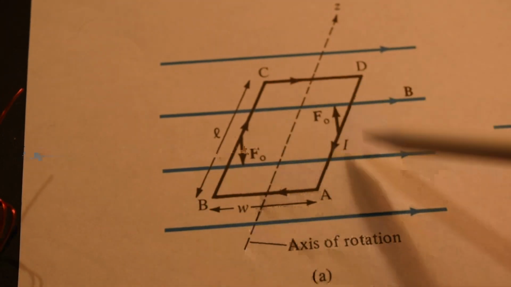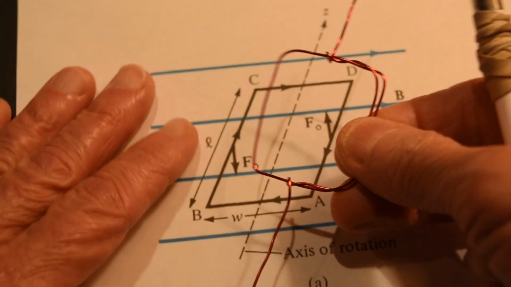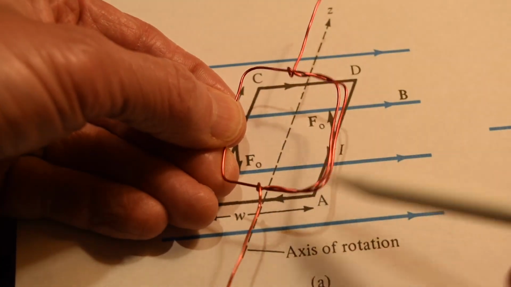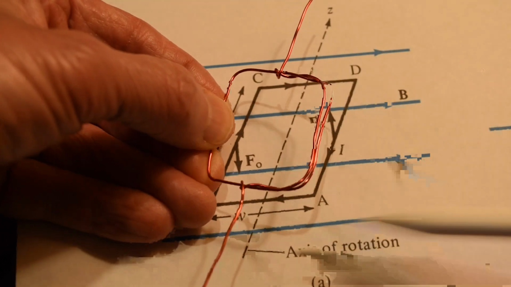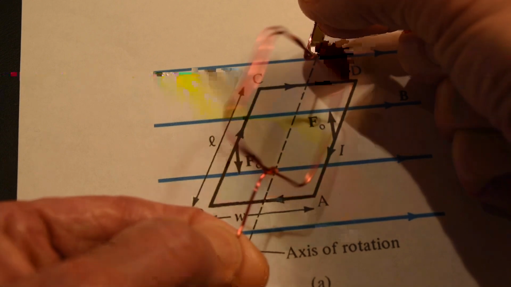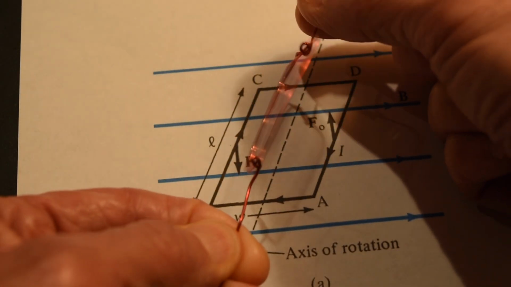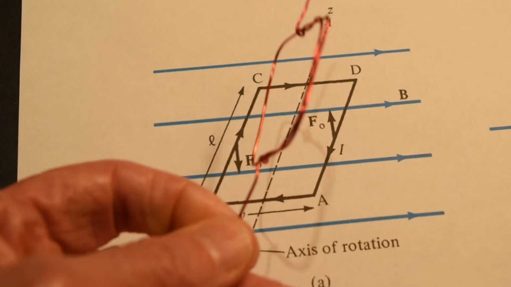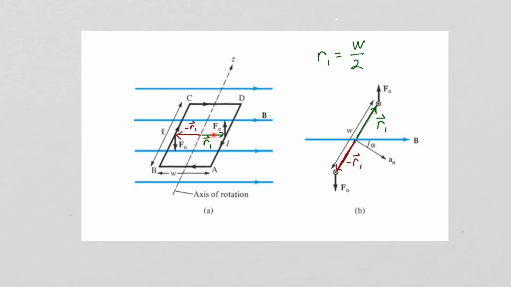So this rectangular current loop is represented by this wire I have here, and so this dashed line, that axis of rotation, allows this current loop to only rotate like this. R1 is this lever arm, so this lever arm here will be minus R1, and the magnitude of R1 will be half the width of our rectangle, or W over 2.